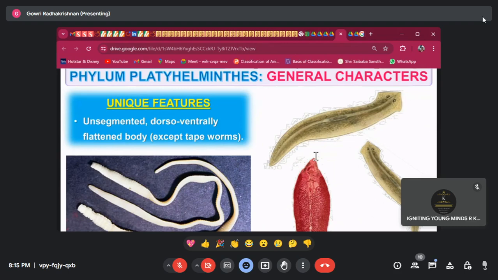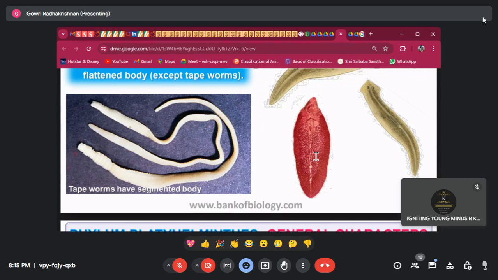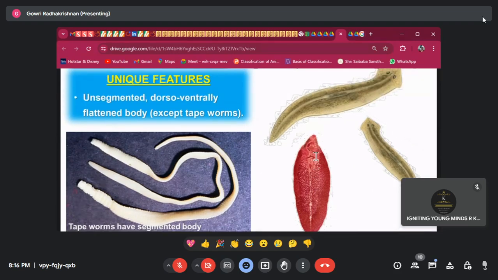Unique feature is unsegmented, dorso-ventrally flattened body, except tapeworms. Because tapeworms are segmented. Tapeworm possesses a segmented body, but other than tapeworm, most of the individuals have a dorso-ventrally flat, unsegmented body.